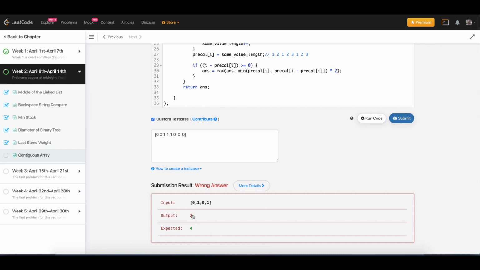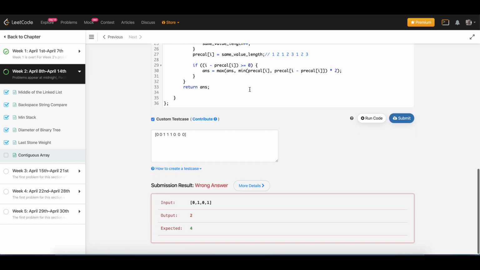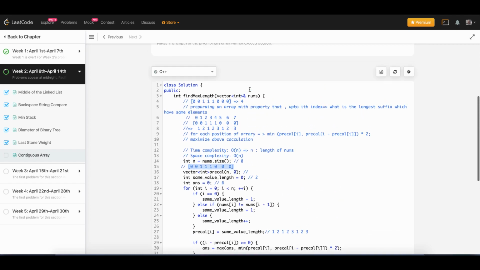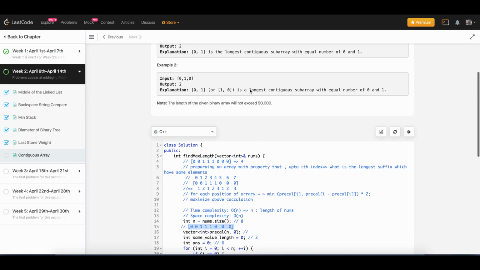Wrong answer. Okay, 0 1 0 1. Output is 2, expected 4. Okay, then I misunderstood the problem. This should not necessarily be contiguous. Okay, 0 and 1 can be alternate. They can occur alternately.